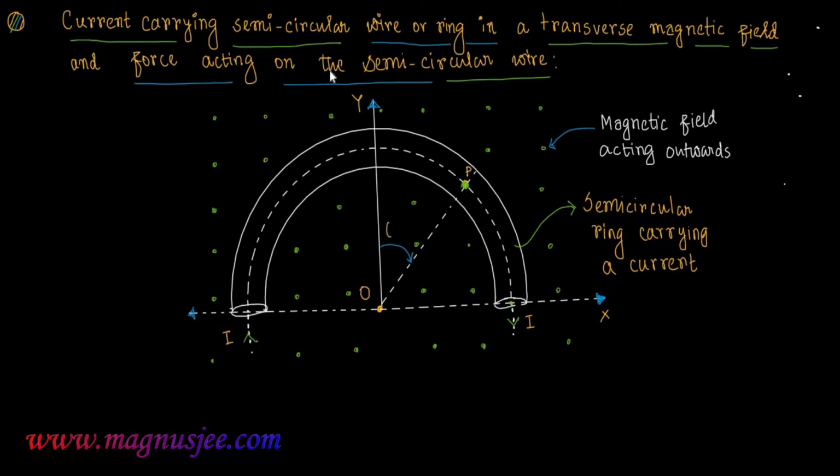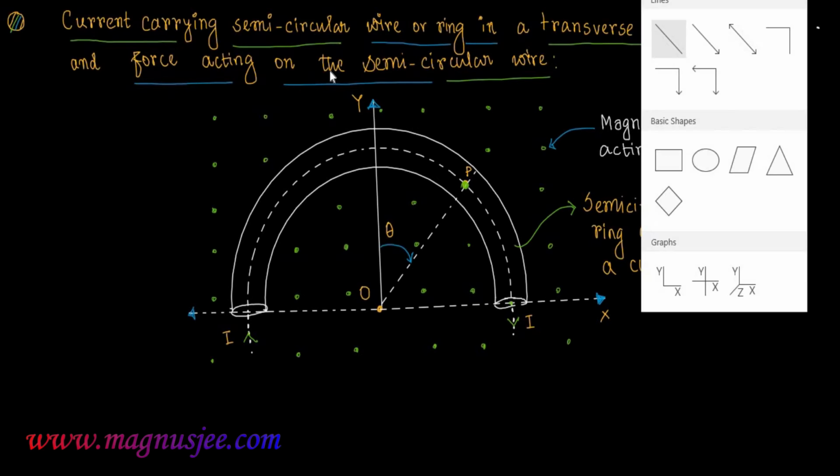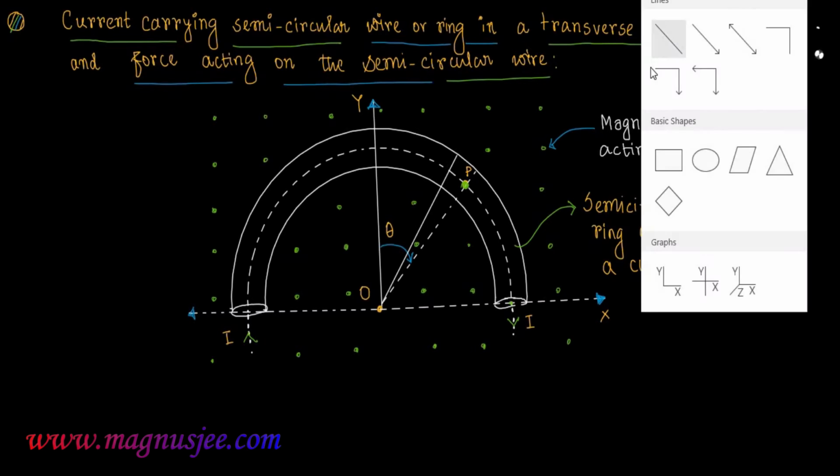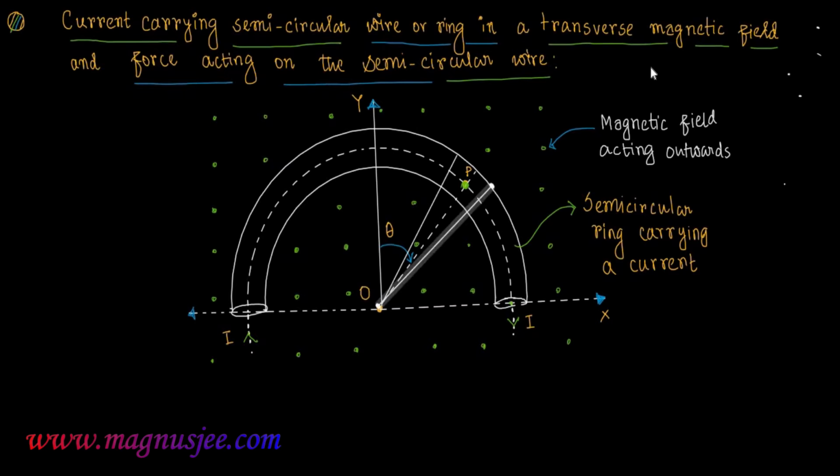The angle subtended by the straight line OP with the vertical axis or y-axis is theta. Now we can denote a small element at the point P of length dl, and that small element of length dl makes an angle d theta at the center O of the semicircular ring.